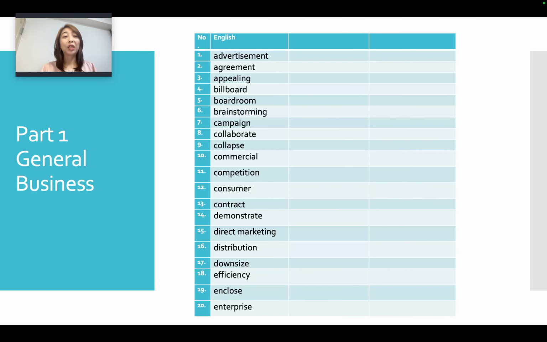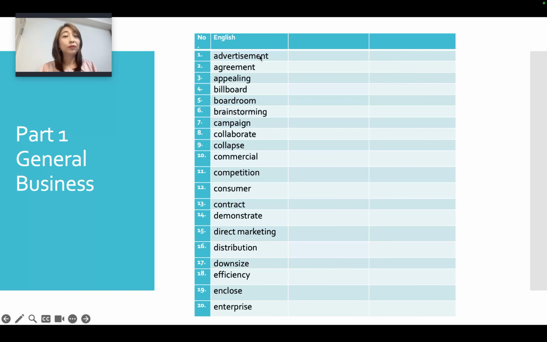Next, let's go to part 1, general business. We are going to learn some really vital terms for business English. 我们要学的是一些重点单字哦。In our class, we may teach about 50 words. Now let's go through the first word.